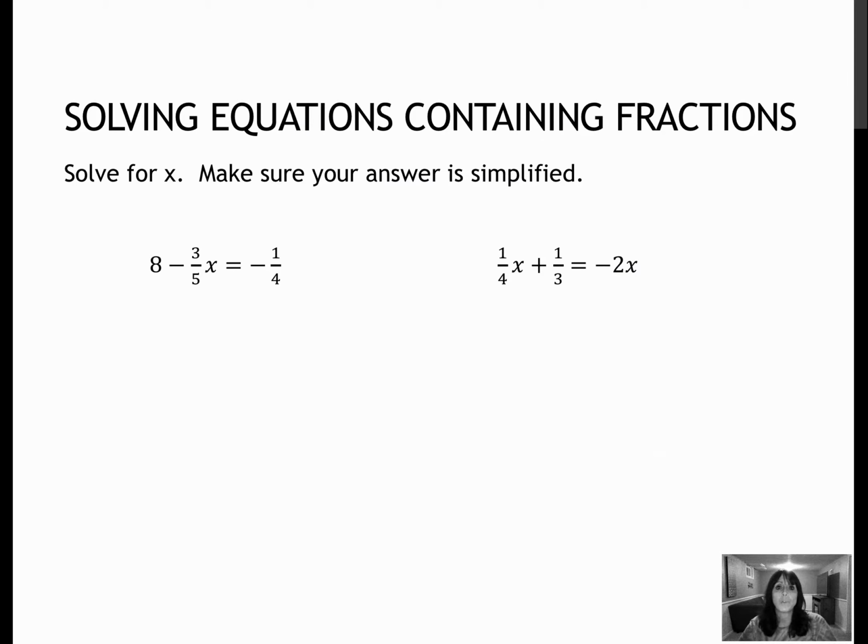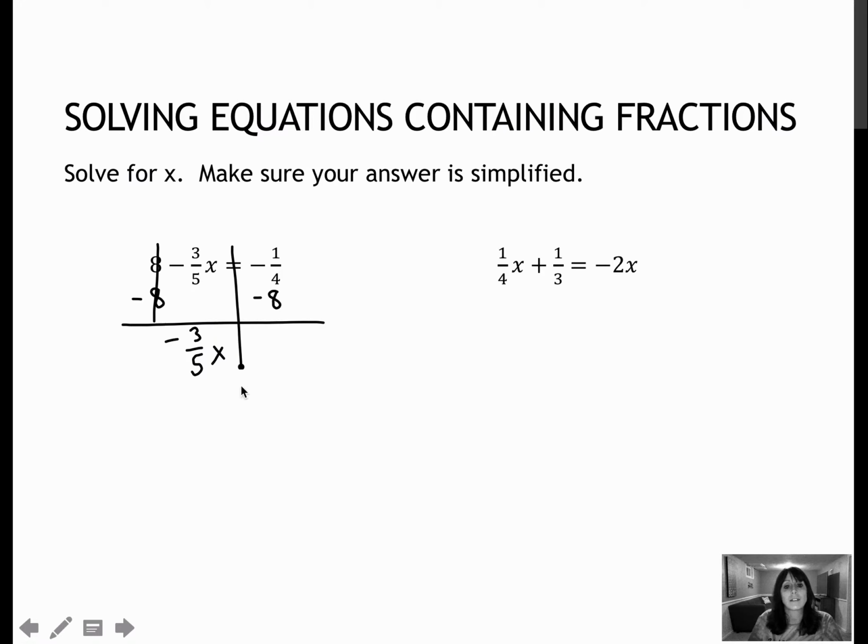Here are a couple more for us to practice together before I have you do one on your own. On this one, this is a two-step, so I'm going to have to first get rid of this 8. So I'm going to subtract 8. On the left side, I have -3/5 x. And on the right side, I have -1/4 minus 8. So again, I'm subtracting a negative. So I'm going to keep flip change. So it's a negative plus another negative.